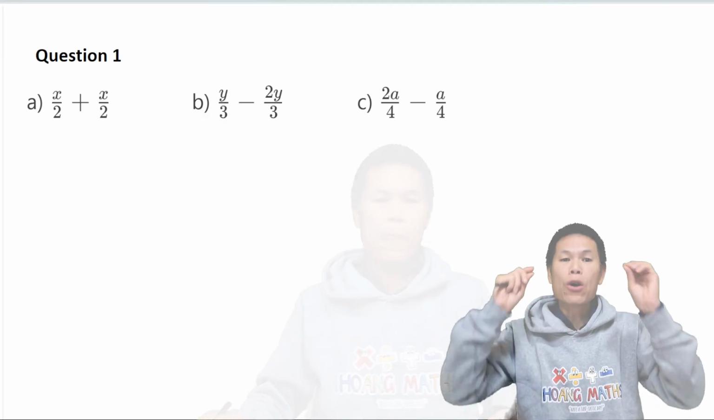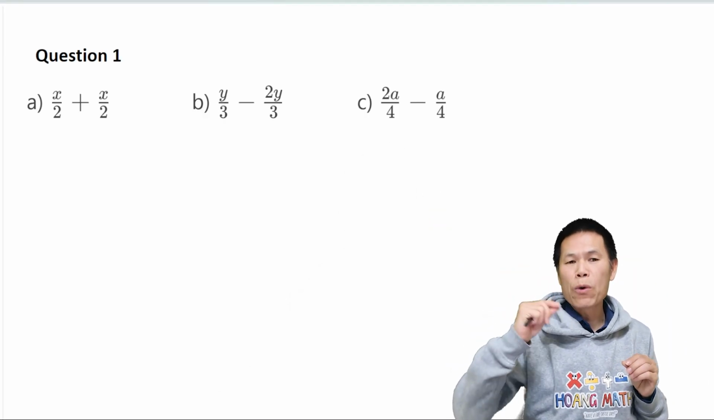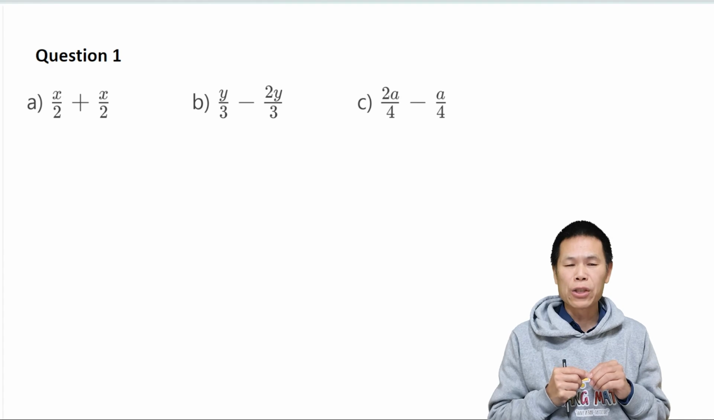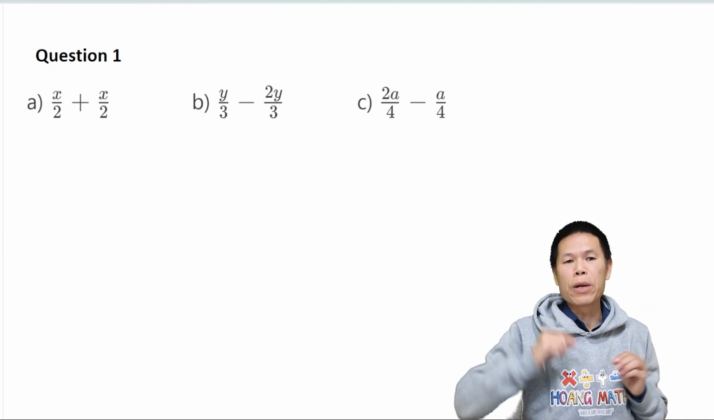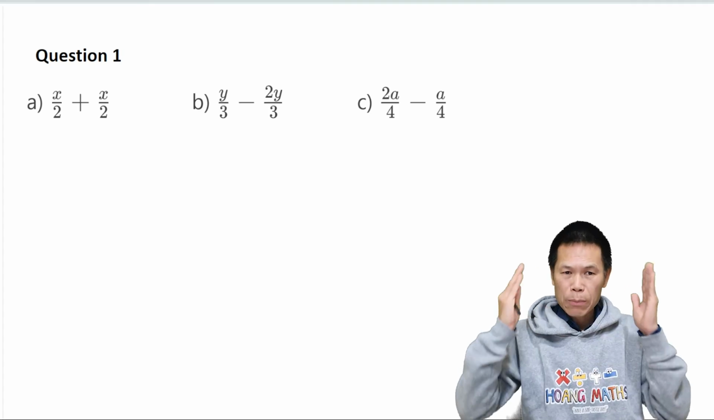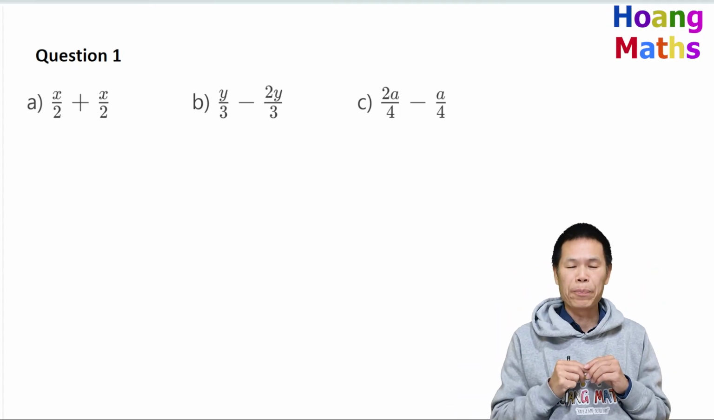When we subtract or add algebraic fractions, we do it the same way as we add or subtract fractions. In other words, we need to find the lowest common denominator, okay? And then we subtract the numerators once the common denominator is the same, okay?